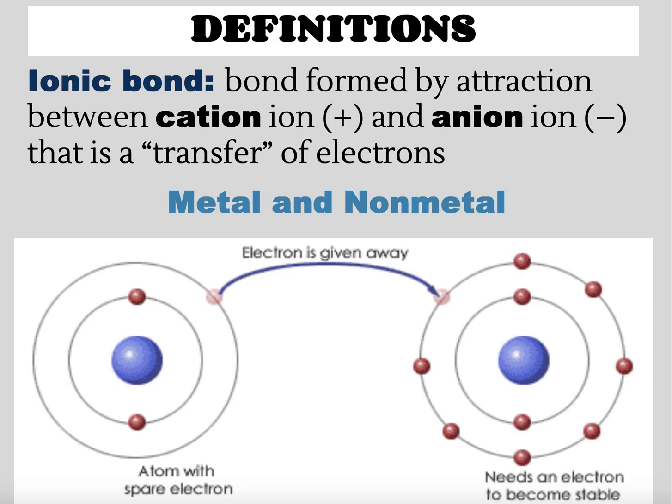We are going to be focusing only on ionic bonding in these sets of notes. An ionic bond is a bond between a positive ion and a negative ion. It is one of the telltale signs of an ionic bond that it's between a metal and a nonmetal, and it involves a transfer of electrons. If you look at the picture here, you see this electron is physically moving from one atom to the other. That's what makes it an ionic bond.